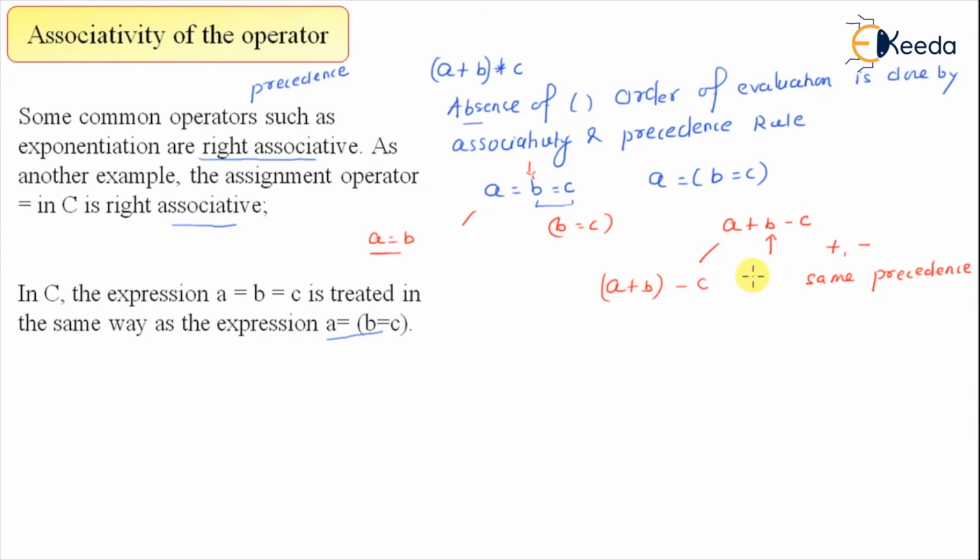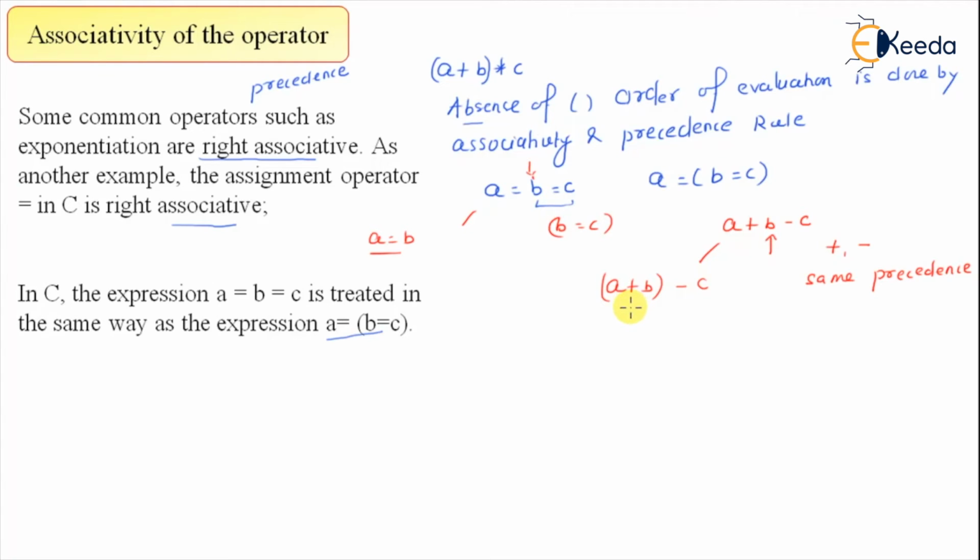The answer may differ or may be the same, but the core idea behind this is the order of evaluation. So that is the associativity and precedence of operators, and it's a core topic of C language expressions.